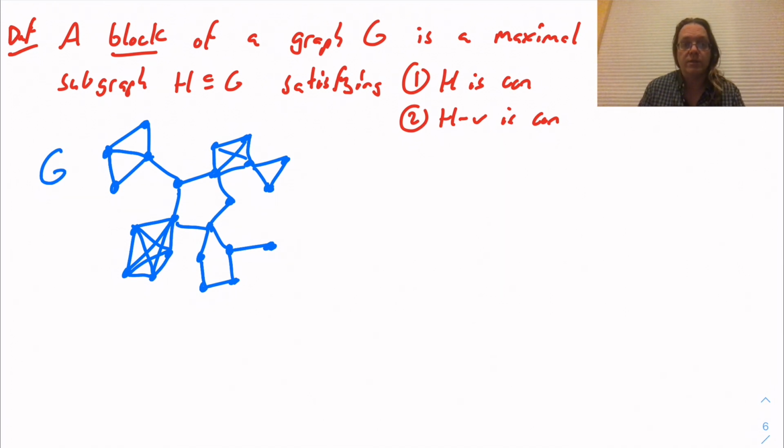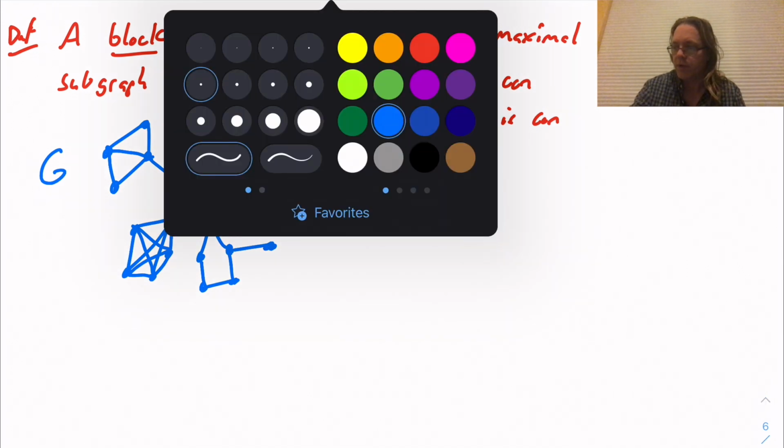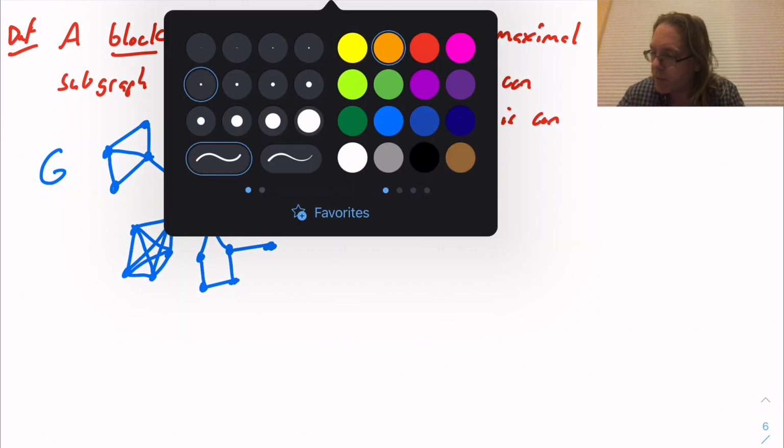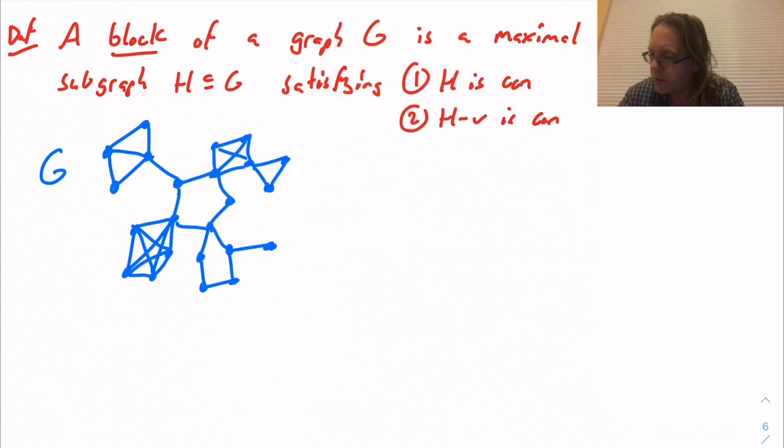What do the blocks of this graph look like? Again, we are looking for subgraphs that are going to be maximal, subject to being connected, and having the property that however you delete a vertex from them, you stay connected. Now, let's take a moment here and look at the cut vertices of the original graph. Here's a cut vertex of my original graph.